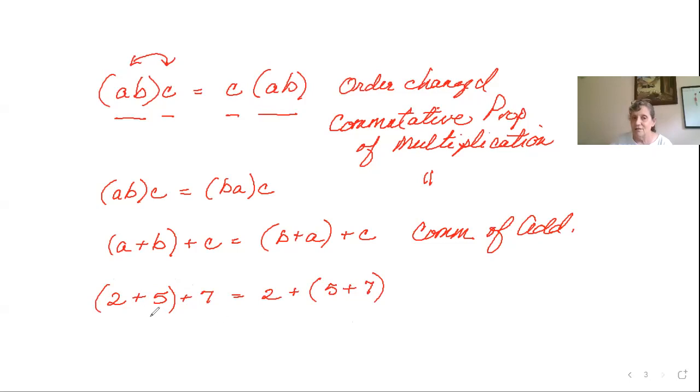Now, in this case, what was in the parentheses on the left? The 2 and the 5. What's in the parentheses on the right? The 5 and the 7. The things that are actually in the parentheses have changed. The order hasn't changed. It's still 2, 3, 2, 5, 7, 2, 5, 7. This one is the associative property, and this is going to be of addition.